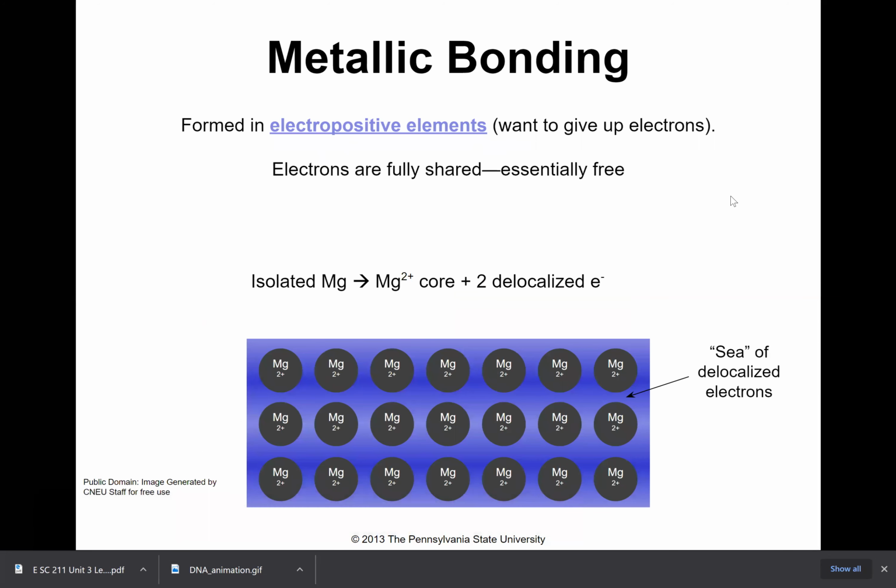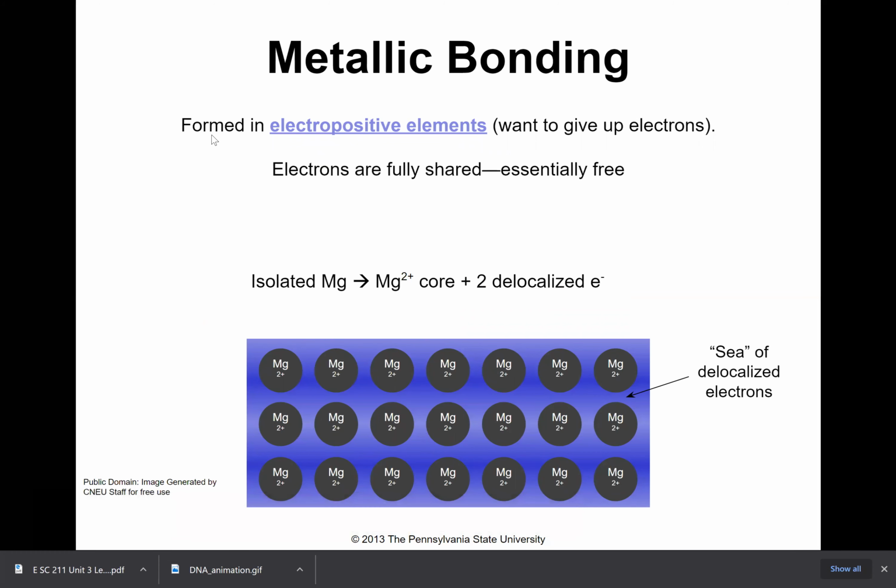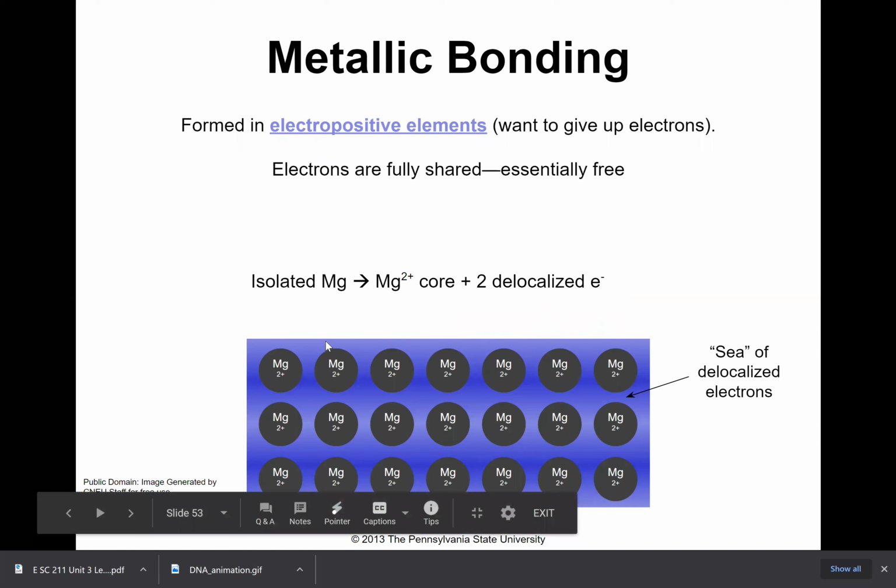Okay, this is a cool slide. I like this. So metallic bonding is formed when you just have pure metals together. And electrons are fully shared and are essentially free. So here is a picture of a magnesium metal.